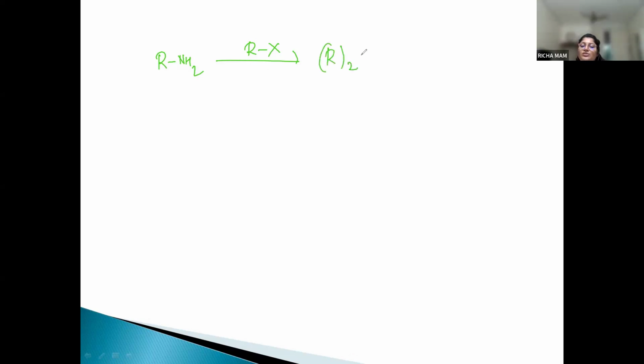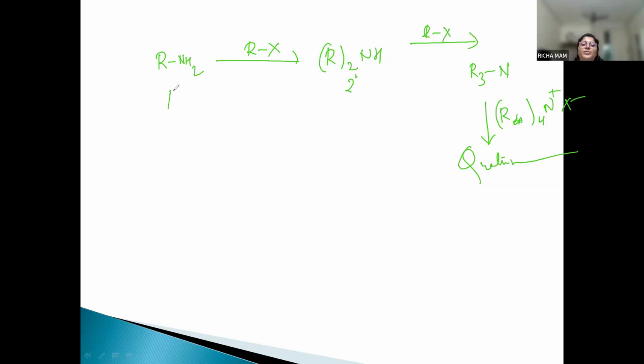So it is R2NH, this is secondary. Again, you react it with RX and you get R3N. Again you react it with RX to get R4N+ X-. So it is a quaternary ammonium salt.